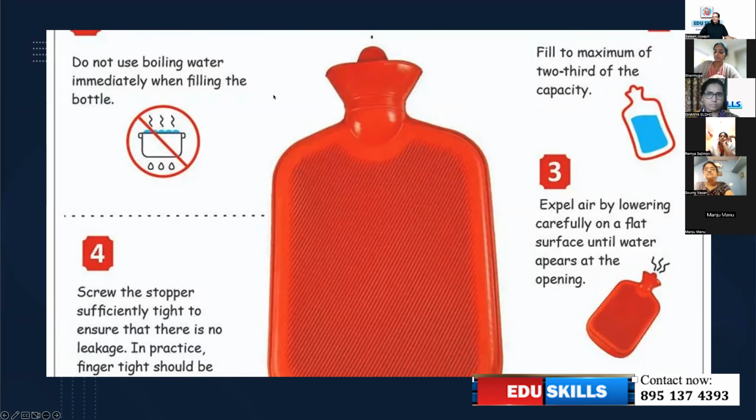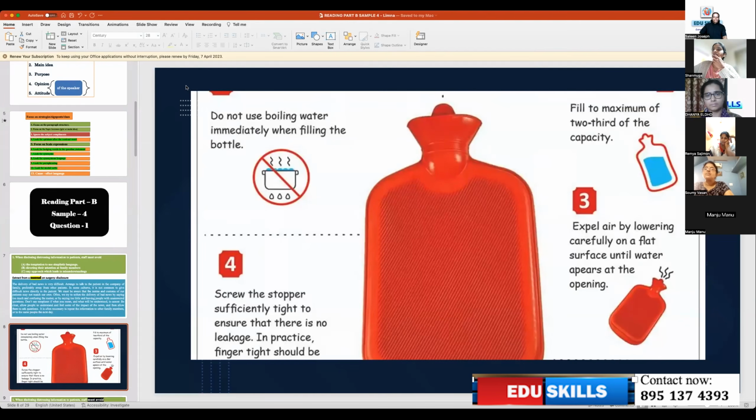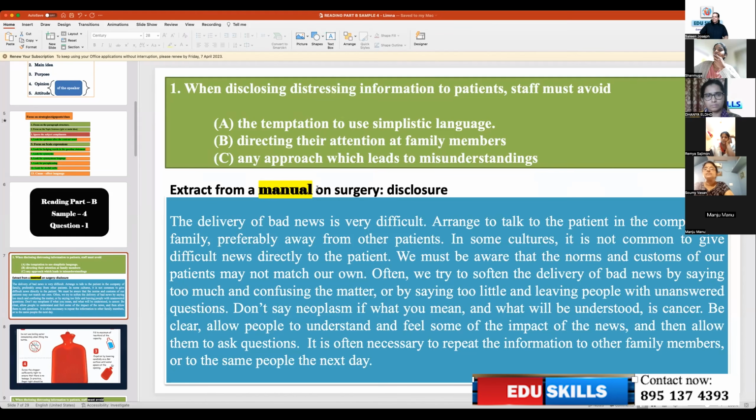That's our explanation for scale. Do not use boiling water. You must not, you should not. It means the manual will tell you what to do and what not to do. Do you get me? The other one says screw the stopper sufficiently tight, and fill a maximum of two-thirds of the capacity. All those things are being said there. Now, ultimately, what I want to tell you: when it says this is a manual, it will be telling you certain things, what you should do, what you should not do. All the manuals will tell you what ought to be done and what should not be done.